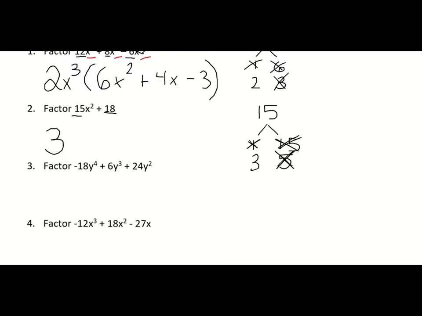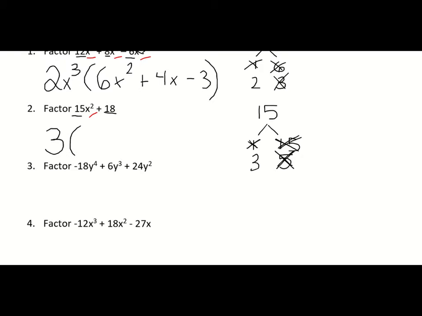Next, I want to check variables. Do each of my terms have a variable? Well, the first one has x squared, but the second one doesn't have an x. So I will not have a variable as part of my GCF. I can only take the number 3.